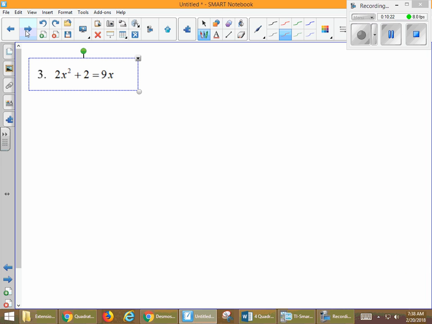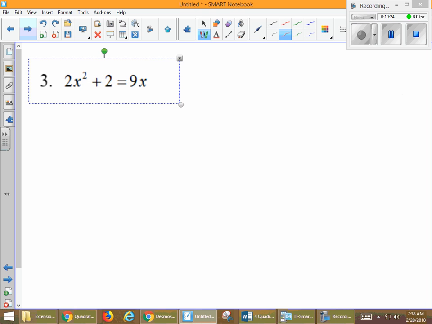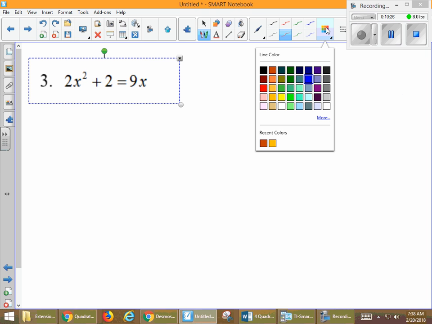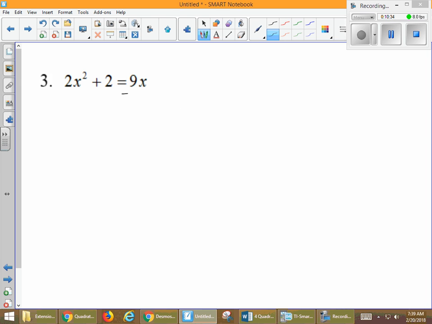All right. This is the last example I'm going to do for you. Hopefully this has helped get you started. The first step we have to take on this problem is to get everything set equal to 0. So I'm going to subtract over the 9x.